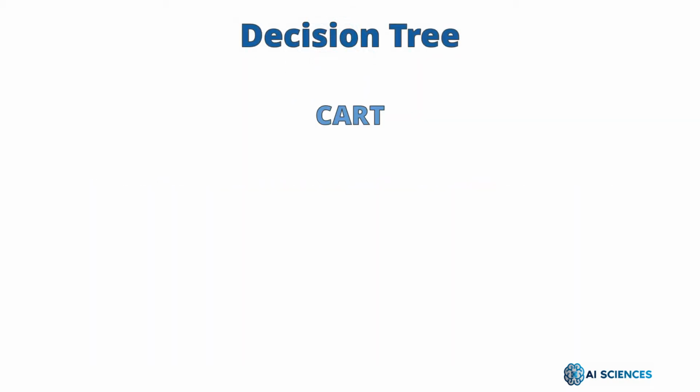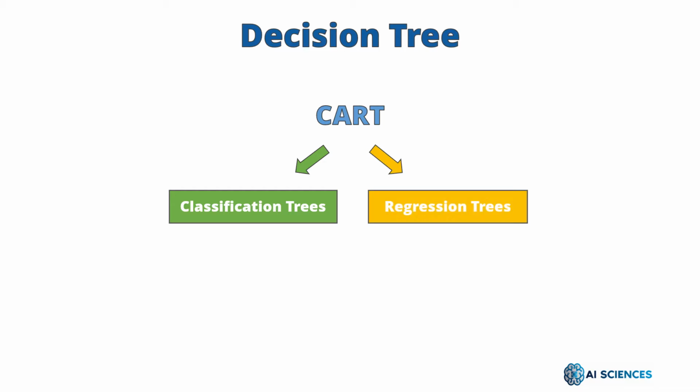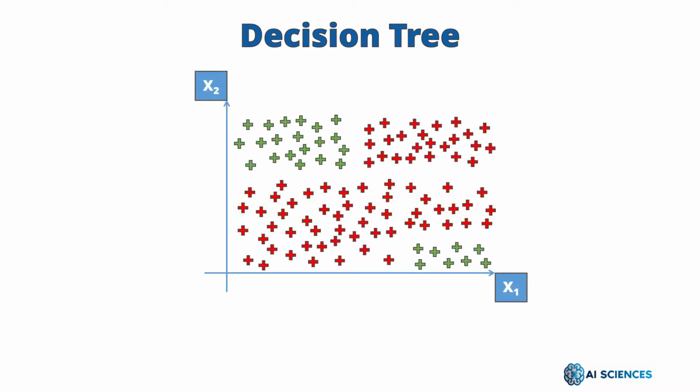Remember, previously we talked about CART, that means classification and regression trees. And previously we also talked about regression trees whenever we learned different types of regression techniques. Now in this lecture, we are going to talk about classification trees. Let's say we have a dataset like this, and here we have two categories, which are represented by red crosses and green crosses. So we are going to find out these two categories by implementing decision tree classification.